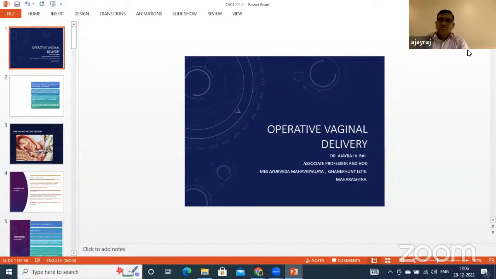One of them is, if there is a cord around the neck of the baby, we can see nowadays in the USG report of the last trimester that a cord around the neck is mentioned, and the situation is indicating for OVD. Then what would be the better option, OVD or straight to LSCS?